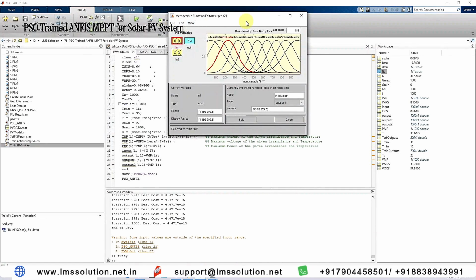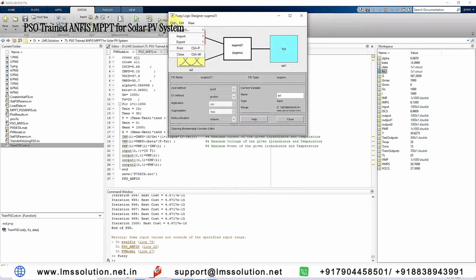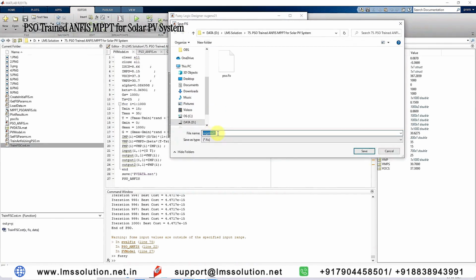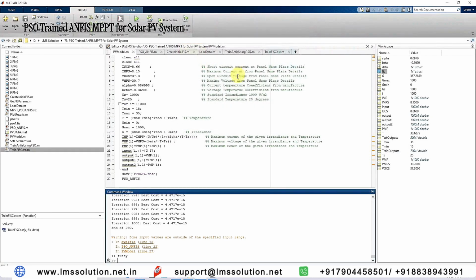Next, you can store this data in a file. Go to export to file and then give your file name. I already stored one as pso.fis. You can save with a different name, so I'm going to save this file as pso1.fis. Then you have to use the same file for implementing the MPPT. Then close this file.